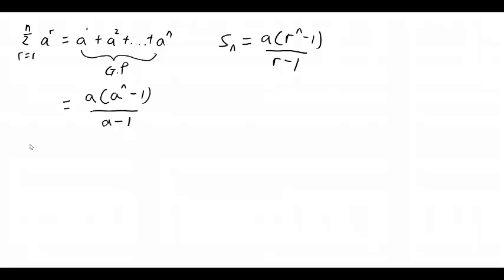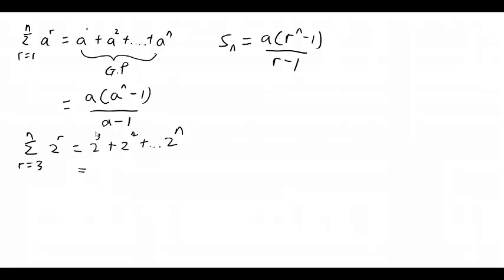Let's take a look at another example. For example, I want to sum up from r equals 3 to, let's say, n, 2 to the power r. A simple example, so let's go slowly at the start. The first term, you put 3 inside, you get 2 to the power 3, followed by 2 to the power 4, all the way until 2 to the power n.